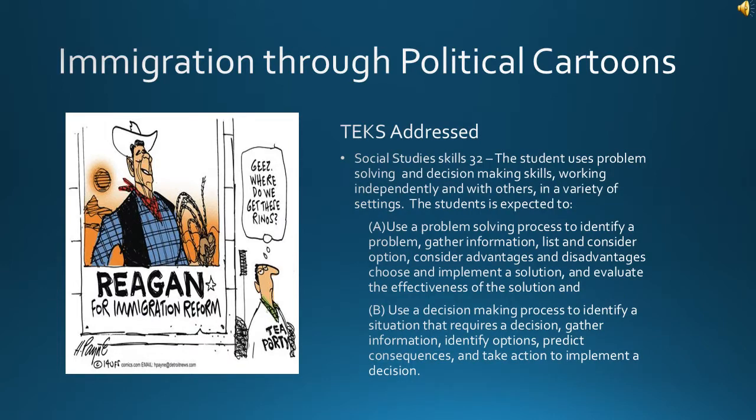The Social Studies Skills 32 is the one that has the students make appropriate decisions independently and with others. The students are supposed to learn to gather information and consider options, form conclusions, evaluate the information. We're also required to teach them how to make decisions based on the information that they gathered. And this is the type of questions that teachers are concerned with because these are the TEKS that are tested on the new state assessment, the EOC STAAR.